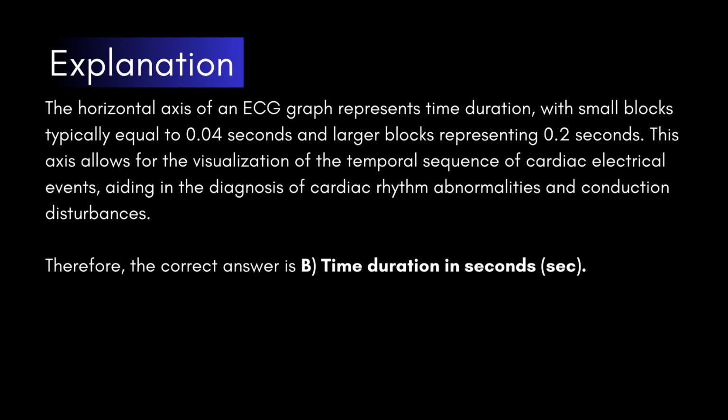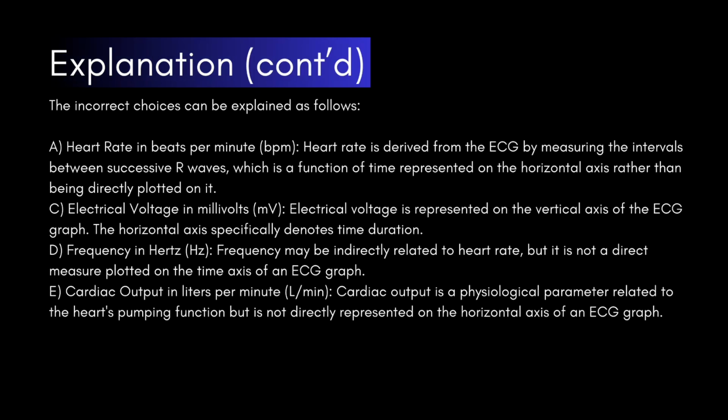Let's go ahead and see why the other answer choices are incorrect. Heart rate in beats per minute. Heart rate is derived from the ECG by measuring the intervals between successive R waves, which is a function of time represented on the horizontal axis rather than being directly plotted on it. Electrical voltage in millivolts. Electrical voltage is represented on the vertical axis of the ECG graph. The horizontal axis specifically denotes time duration.